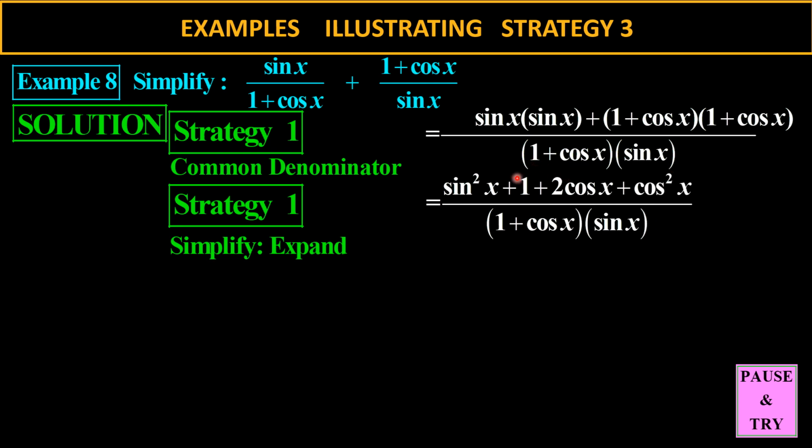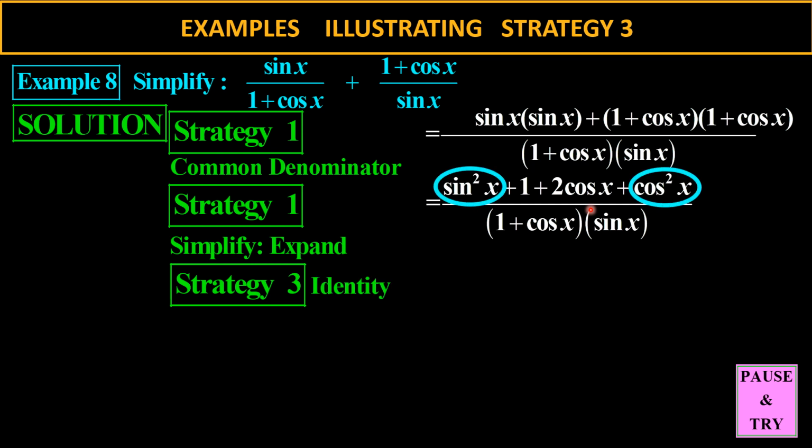There we've expanded that. Sine squared x and 1 and 2 cos x and cos squared x. Right. Now let's look again there. Any like terms? No. Can I factorize? No. So I can't use strategy 1 again. I can't use factorization. So now that brings me to identity. Do you see an identity there?